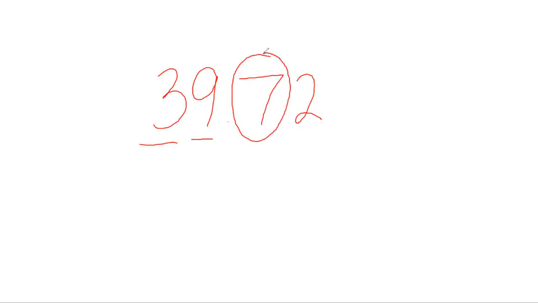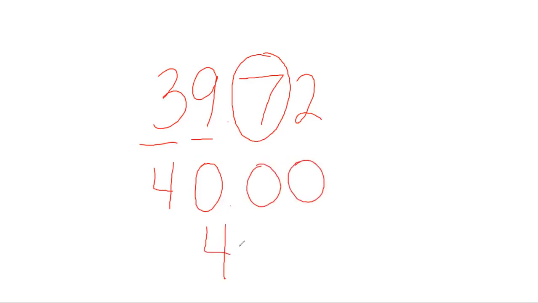So my 9 becomes a 0, and I carry my 1, which makes this 40. So 40.00, or just 40, because of 2 significant digits. So I took the number 39.72, and I rounded it to 2 significant digits. And it became 40.